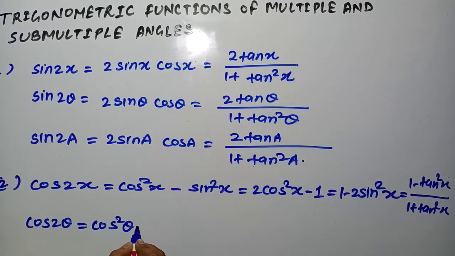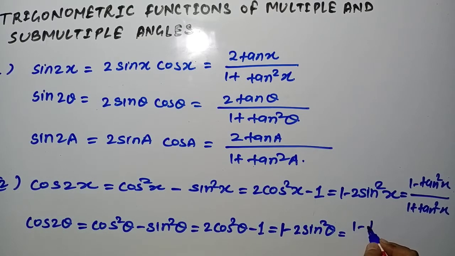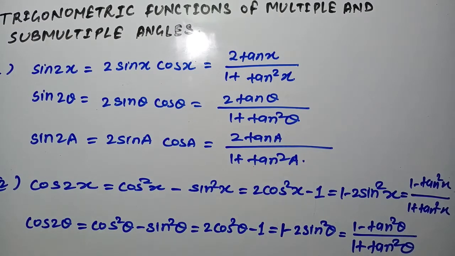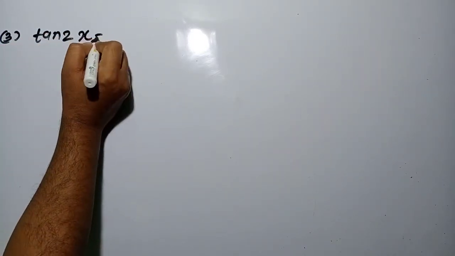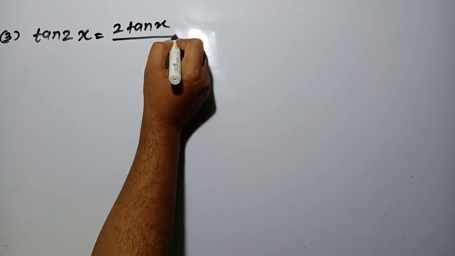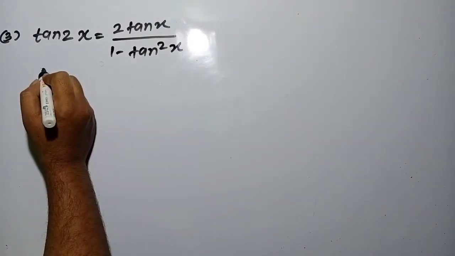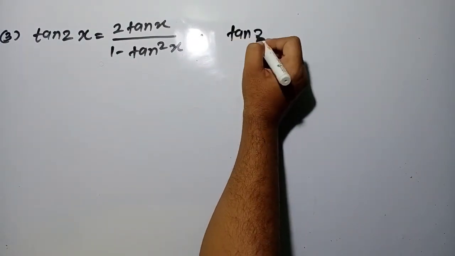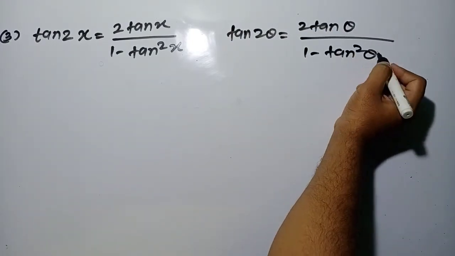So cos 2 theta is equal to cos square theta minus sin square theta is equal to 2 cos square theta minus 1 is equal to 1 minus 2 sin square theta is equal to 1 minus tan square theta by 1 plus tan square theta. Right, students? Now the next is tan 2x. So tan 2x is 2 tan x upon 1 minus tan square x. Similarly, in the form of theta we can write tan 2 theta is equal to 2 tan theta upon 1 minus tan square theta.